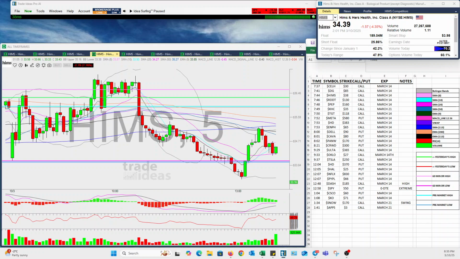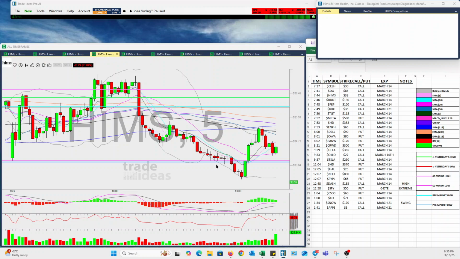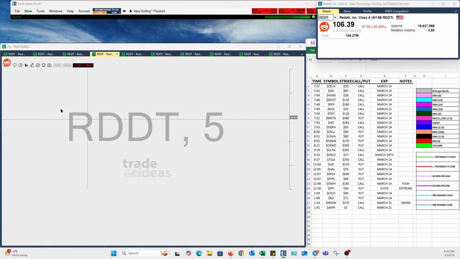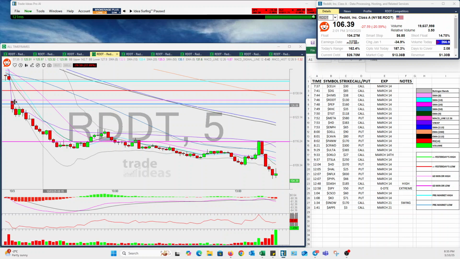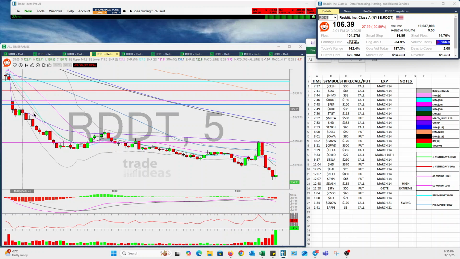Next we had Reddit, RDDT. Where's that one? Right here. That was a call at 7:46. Okay, so looking at this chart at 7:46, you can see this would not have been a good entry point. Everything's in a downtrend. Your MACD is in a downtrend. All of your moving averages are in a downtrend.